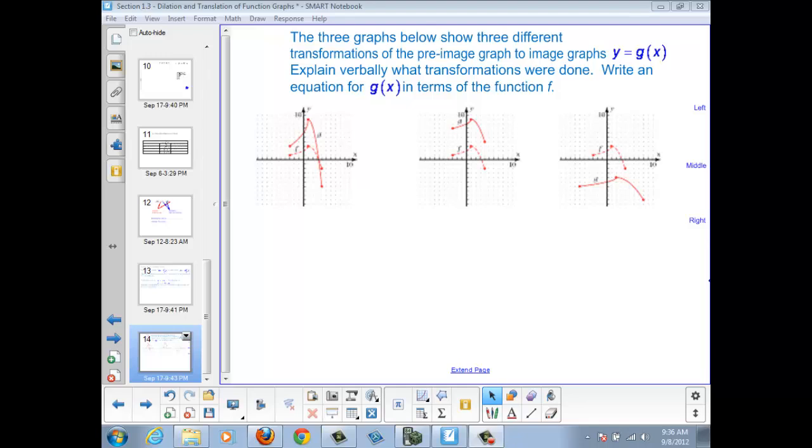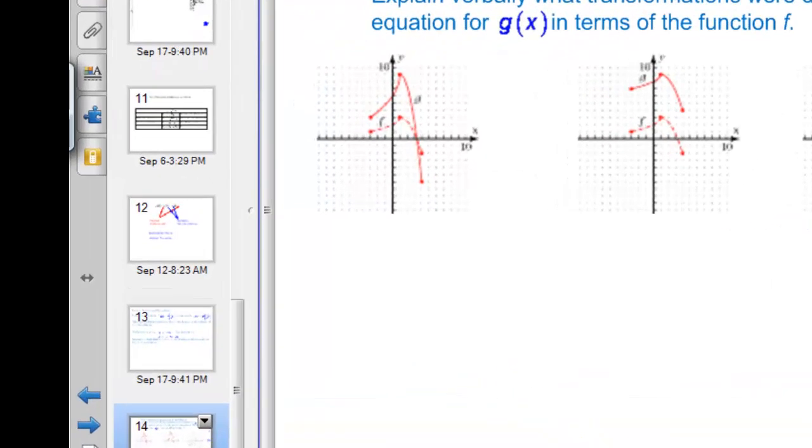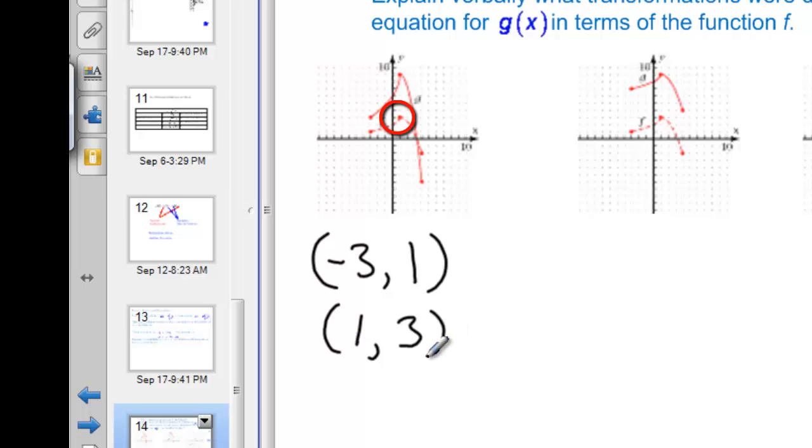Let's start with the one here on the left. The way I like to approach these graphs is to find corresponding points in both the pre-image and the after image. On graph f, I can see the point -3, 1. Then I have the point 1, 3. And finally the point 4, -2. These are my three original identifiable points on the pre-image.